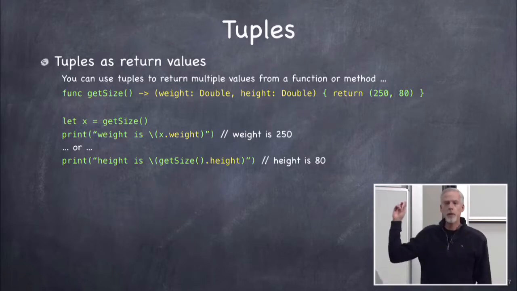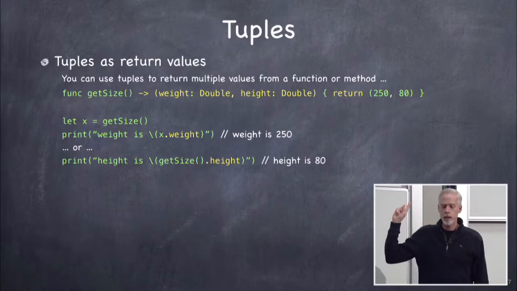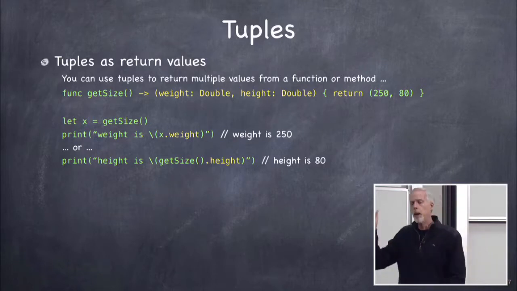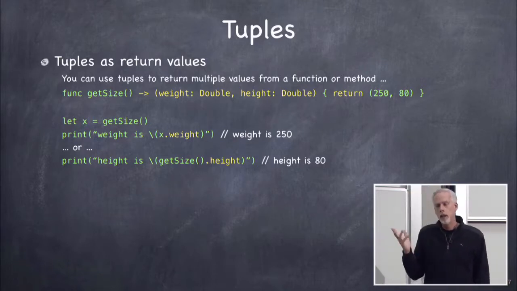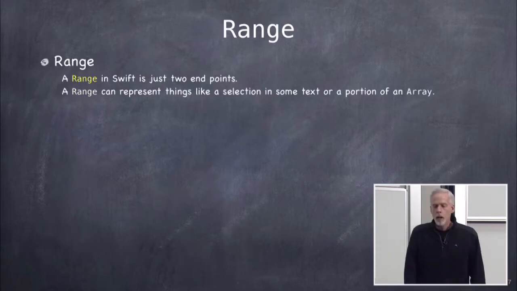All right? Notice that when I returned it, by the way, in my code there in getSize, I didn't have to give the names. I could, if I wanted to. I could have said return weight colon 150, height colon, but I decided, I'm just going to return the values. Okay? Okay, another thing, range.